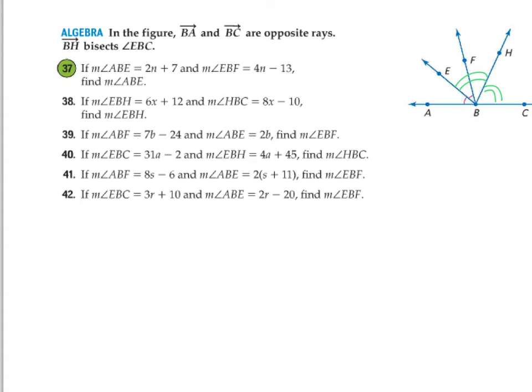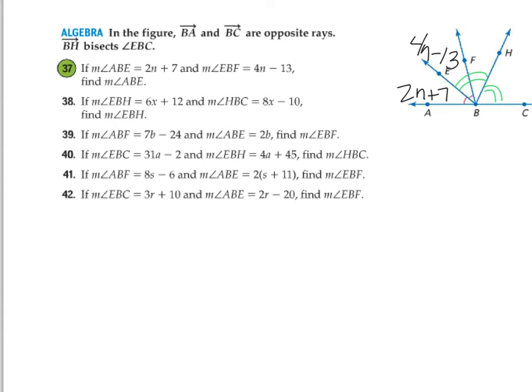So let's first of all look at number 37. 37 tells us that the measure of angle ABE is 2n plus 7. So ABE is right here, 2n plus 7. So let's mark that. ABE is 2n plus 7. And then we're also told that the measure of angle EBF is 4n minus 13. EBF is right here, 4n minus 13. So I'll try and indicate that as best I can. 4n minus 13.